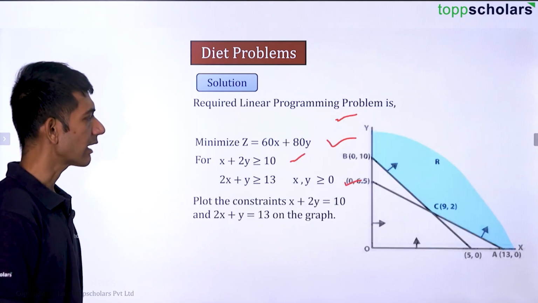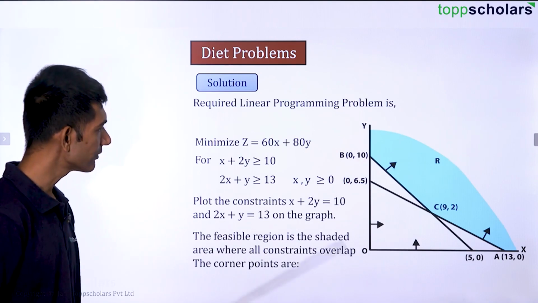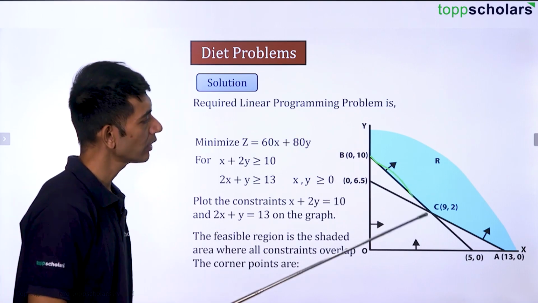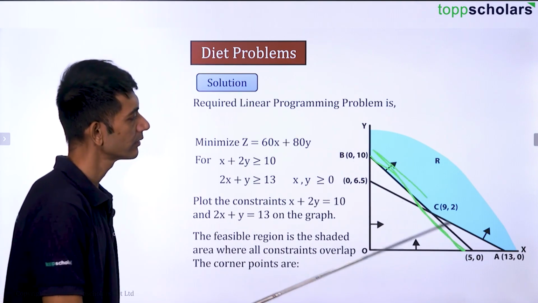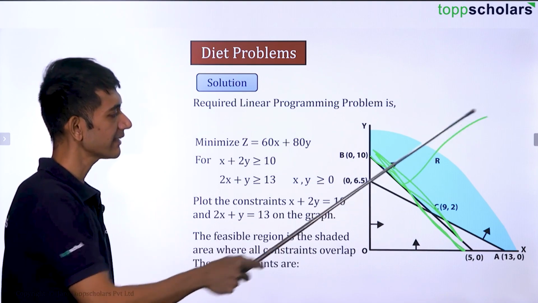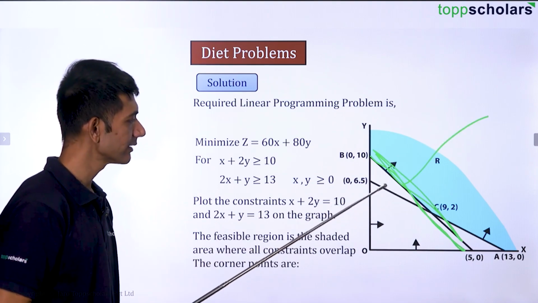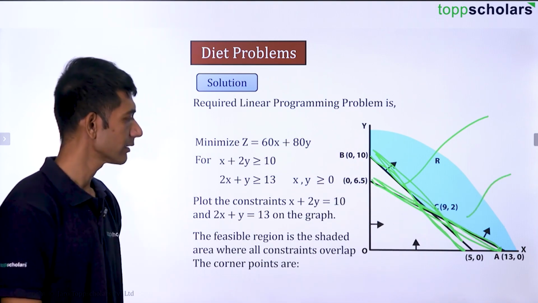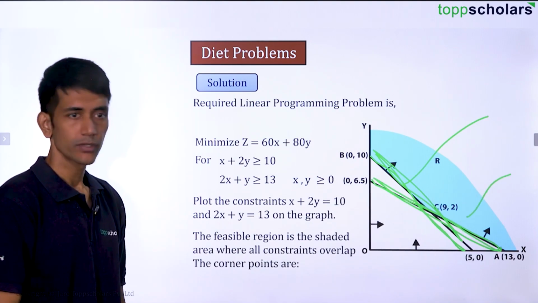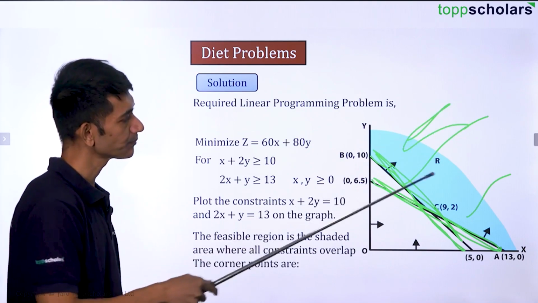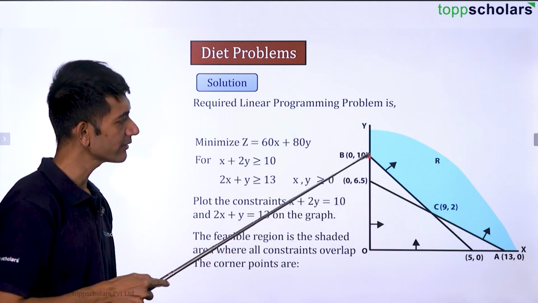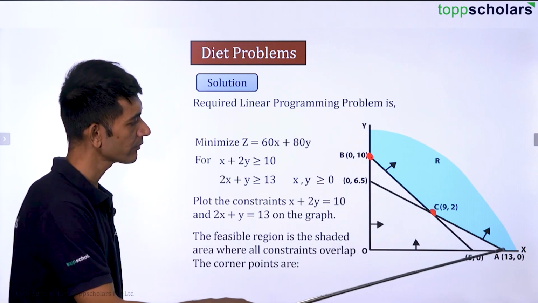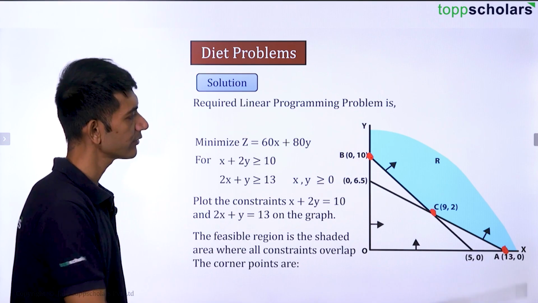And then we can plot the graph. Let's understand the graph. X + 2Y ≥ 10, and this is 2X + Y ≥ 13, right? So the feasible region is here. Now there is no boundary. So what are the corner points? This is a corner point, this is a corner point, this is a corner point, right?